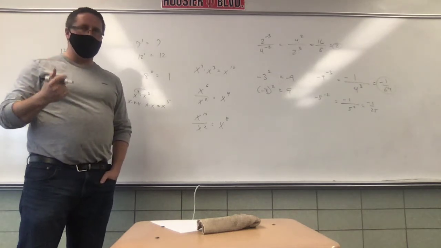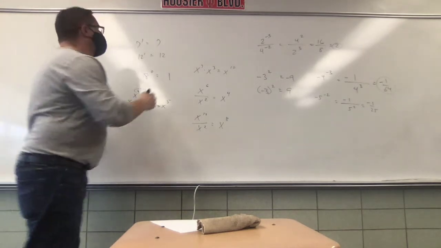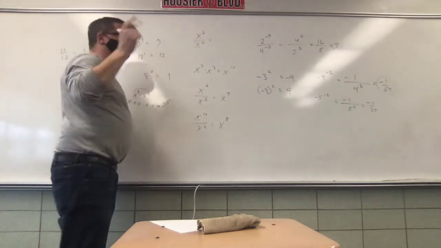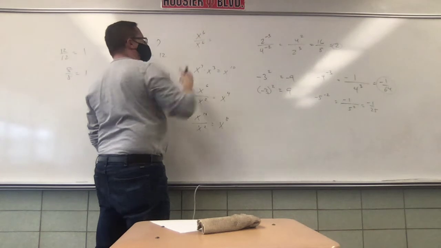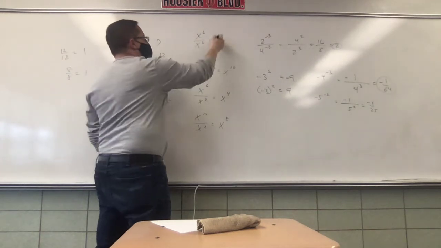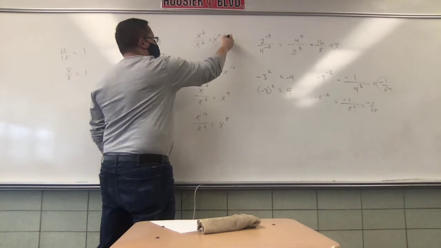Keep that in mind. When you divide something by itself, you get 1. What's x^6 over x^6? 1. But what are you supposed to do with these exponents? When you divide, you subtract. So it'll be x to the what? 0.